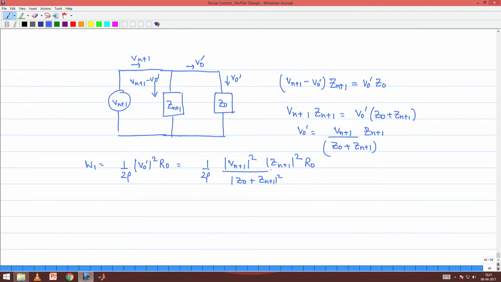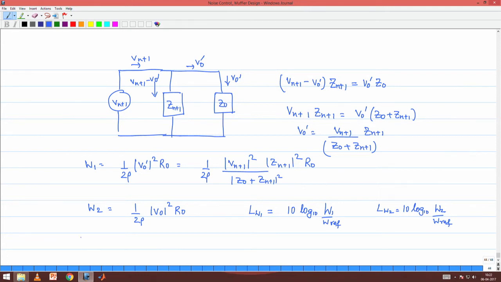So, this is the sound power that is radiated in the case where there is no muffler, and W2 is going to be anyway 1 by 2 rho |V0|^2 R0. Then what we have to do is we have to find the sound power in the logarithmic scale. So, that should be easy. Sound power in the logarithmic scale, as we know, is LW1 = 10 log base 10 of W1 by W reference value, and similarly LW2 is going to be 10 times log base 10 of W2 by W ref.